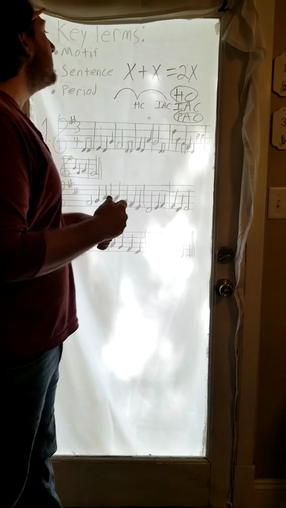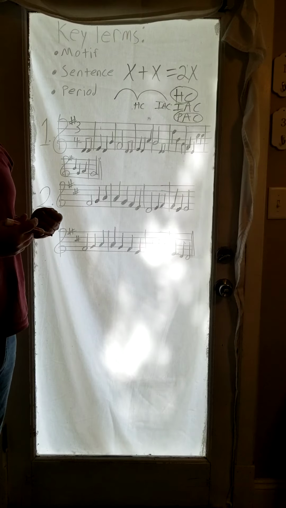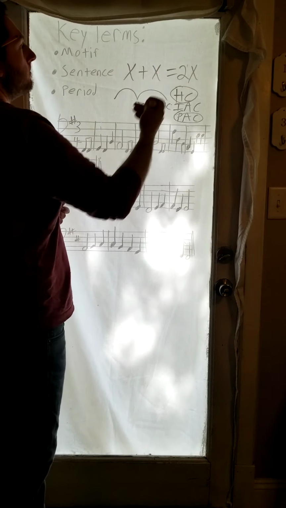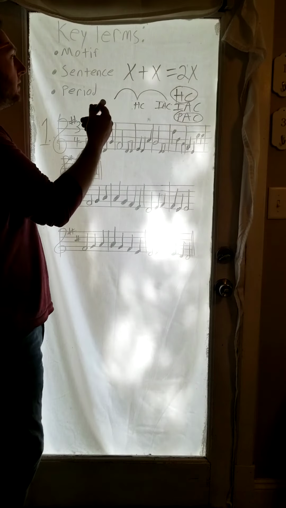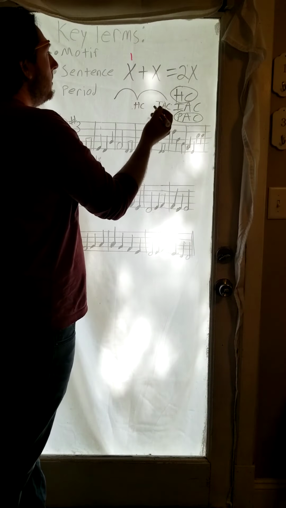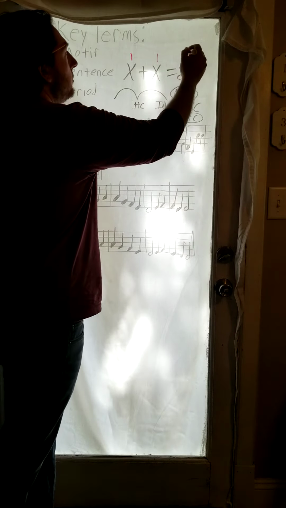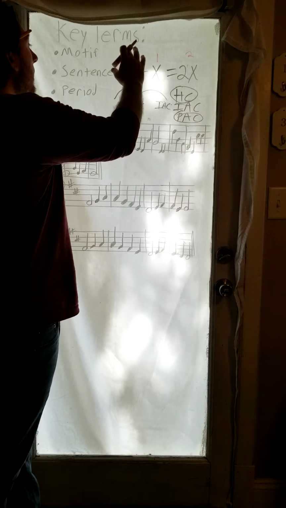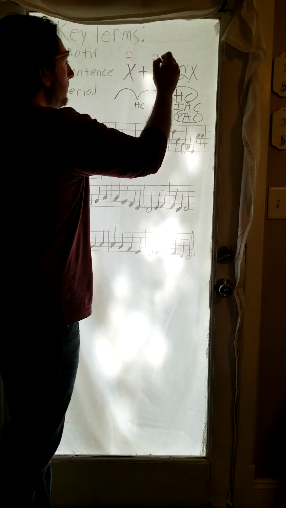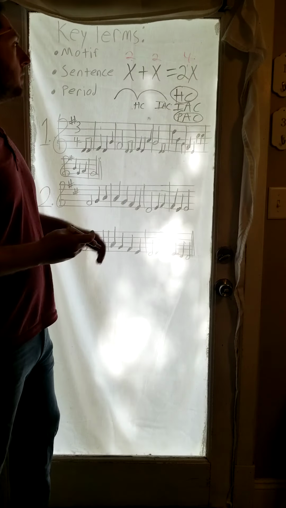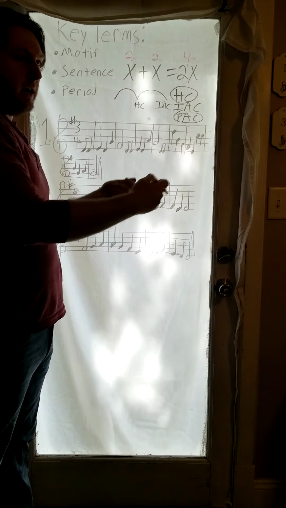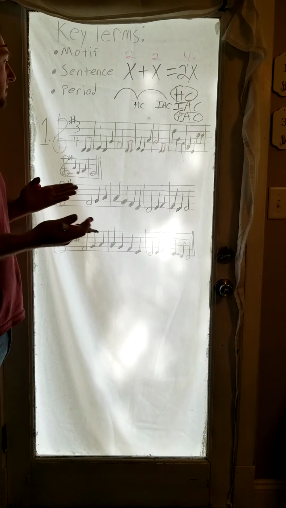Yes, a sentence. One thing with sentences that I forgot to mention, I'm going to explain this formula a little bit. The X represents the number of measures in the motivic idea. So you can have one measure plus another one measure to equal two measures. What happens often in music is you'll have two measures plus two measures equals four measures. So you have the basic idea plus the basic idea, then an elongation of that idea leading to a cadence.